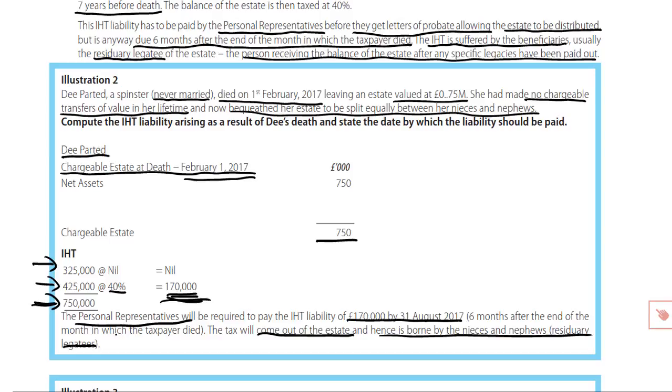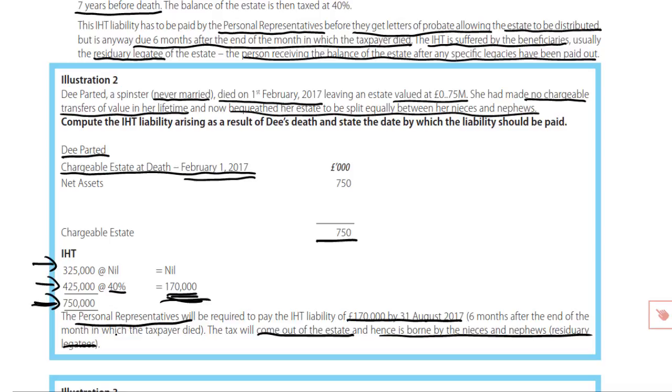Again, where you have individuals with specific legacies and no residue to a residual legatee, they will all bear their own share of that tax charge. So there we go, our first and very simple IHT computation for poor young D here, who has died on the 1st of February 2017.